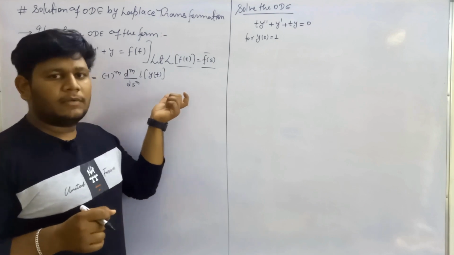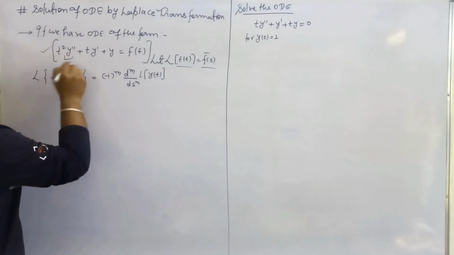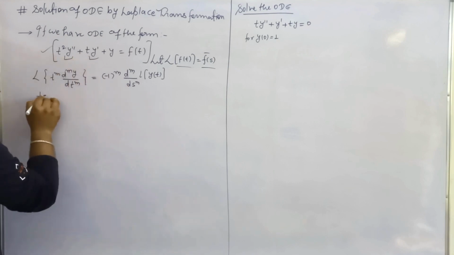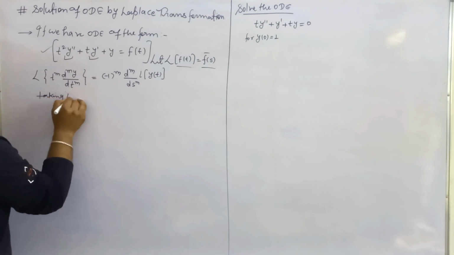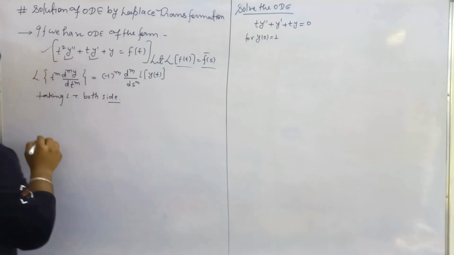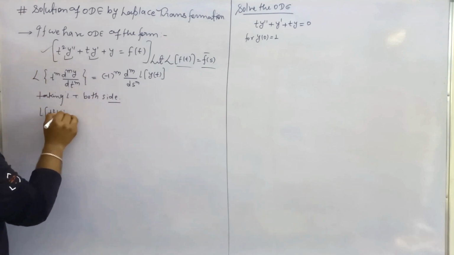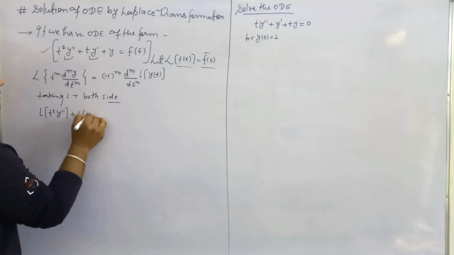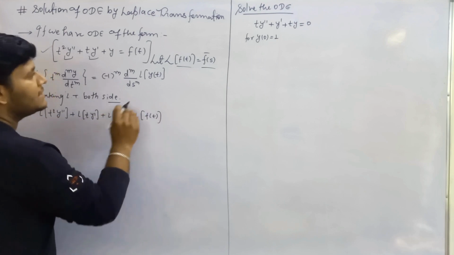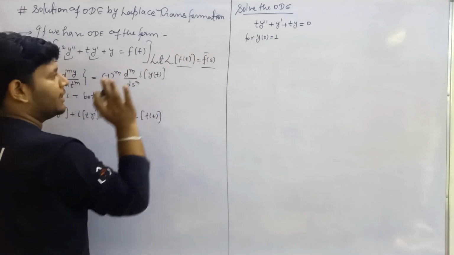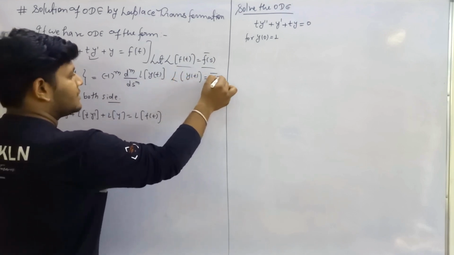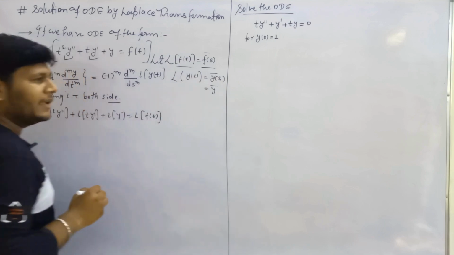Now we know the value of y dash and its Laplace, and the first step is nothing but taking Laplace on both sides. Now I am writing the first step, taking Laplace transform on both sides. So what will be the Laplace? Laplace transform of t square y double dash plus t times Laplace transform of y dash plus Laplace of y equals Laplace of f(t). We have considered that Laplace of f(t) is nothing but f bar, and also we can consider Laplace of y(t) is nothing but y bar(s), and we can also write it as y bar only.